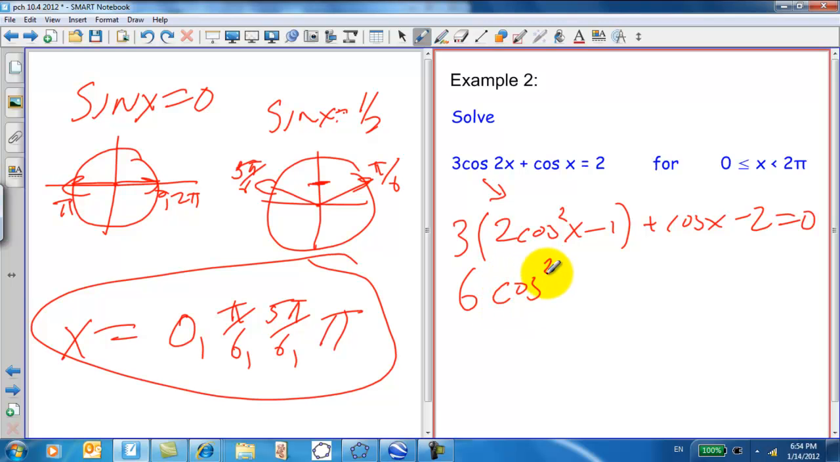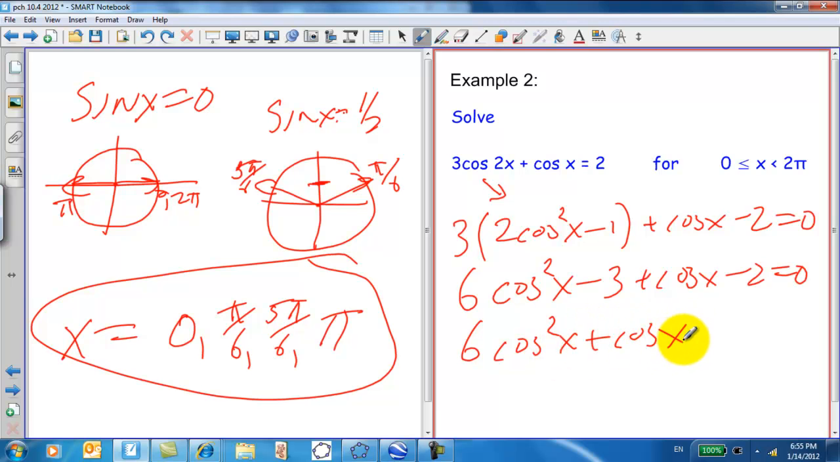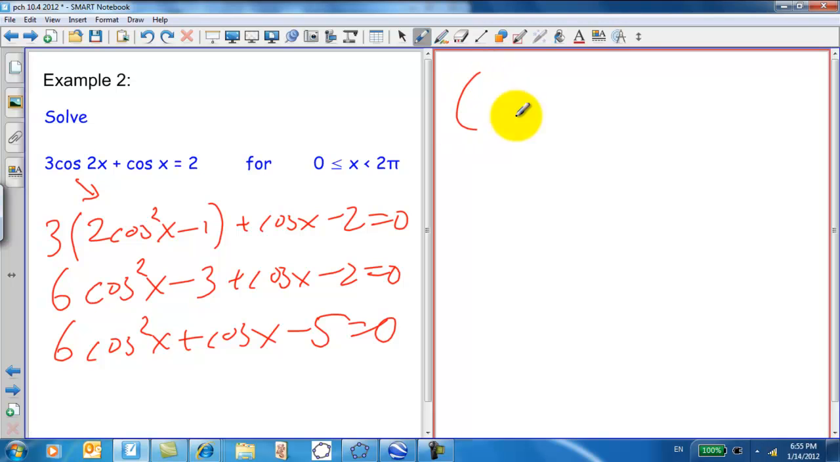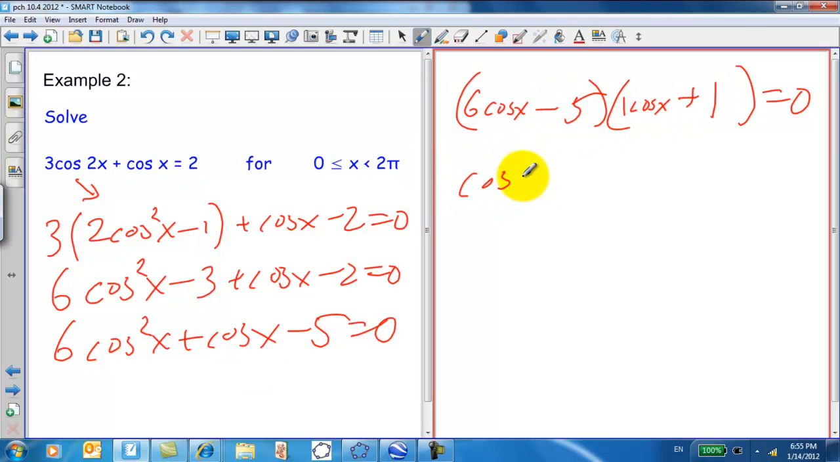So 6 cosine squared x minus 3 plus cosine x minus 2 equals 0. So that's 6 cosine squared x plus cosine x minus 5 equals 0. I believe this factors. Let's try it. 5 has got to be 5 and 1. And we're going to have a cosine x on both sides. So let's see. 3 and 2, 6 and 1, yeah. Positive 6 cosine x and a 1 here. And if we make this plus and this minus, there you go: 6 cosine x minus 5, yeah, minus 5 cosine x plus 6 is 1 cosine x. So you get cosine x equals 5/6, and you also get cosine x equals negative 1.